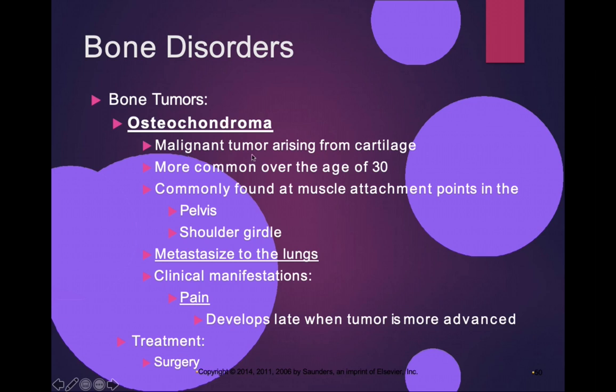Osteochondromas, these are malignant tumors. Here's the word chondroma, from cartilage. Common over the age of 30. It's commonly found at the muscle attachment points, seen in the pelvis and the shoulder girdle, and these osteochondromas can metastasize to the lungs. Again, the clinical manifestation is going to be pain, and these develop late when the tumor is more advanced, and the treatment here is surgery. These are malignant tumors that arise from cartilage.